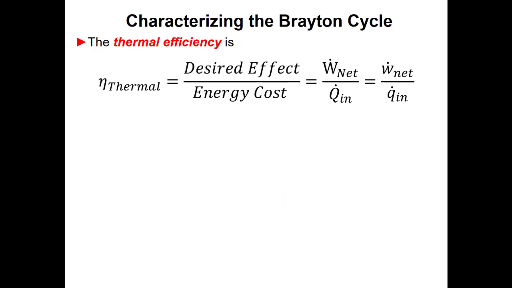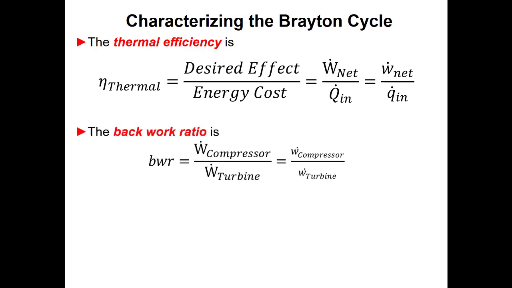The answer to our first question was that the Brayton cycle is a heat engine, which means that the energy benefit is net power and the energy cost is heat in. We also, just like with Rankine cycles, have to be aware that the power plant is the first customer of the power plant. So some of the turbine power has to go back into powering the compressor.